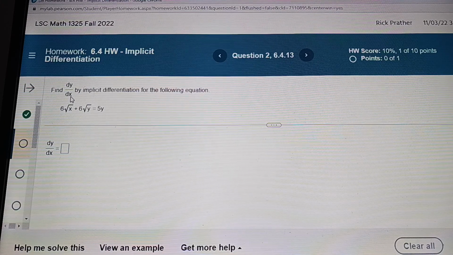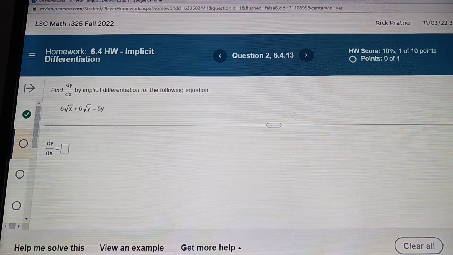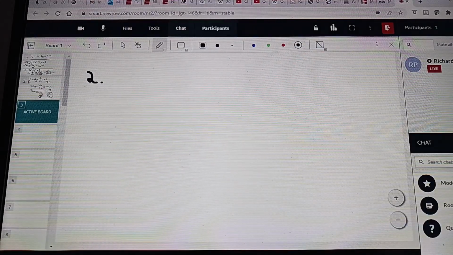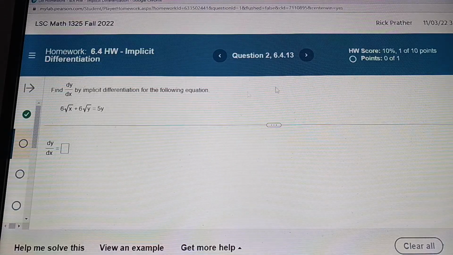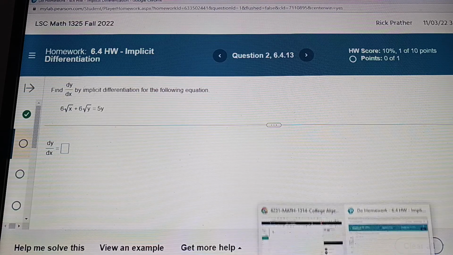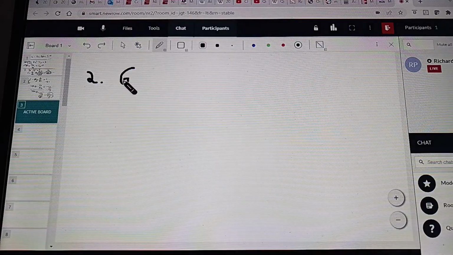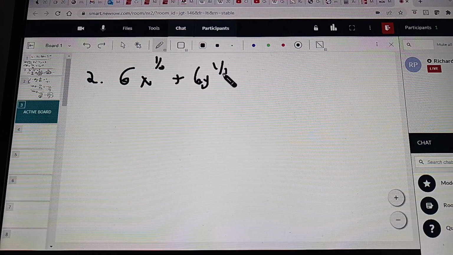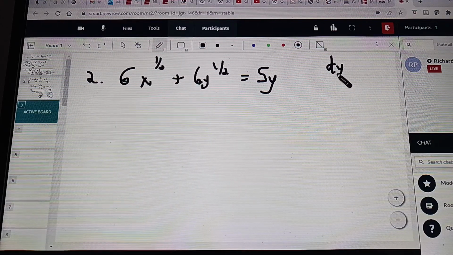Anytime you do an x derivative, then you don't need to attach anything extra to it because it's literally going to be 1. But anytime you do another variable, then you need to have a dy over dx for that part. And I would write these square roots as 1/2 power so we can do the power rule more easily. So 6x to the 1/2 instead of square root of x, plus 6y to the 1/2 equals 5y. And we're trying to do dy over dx.